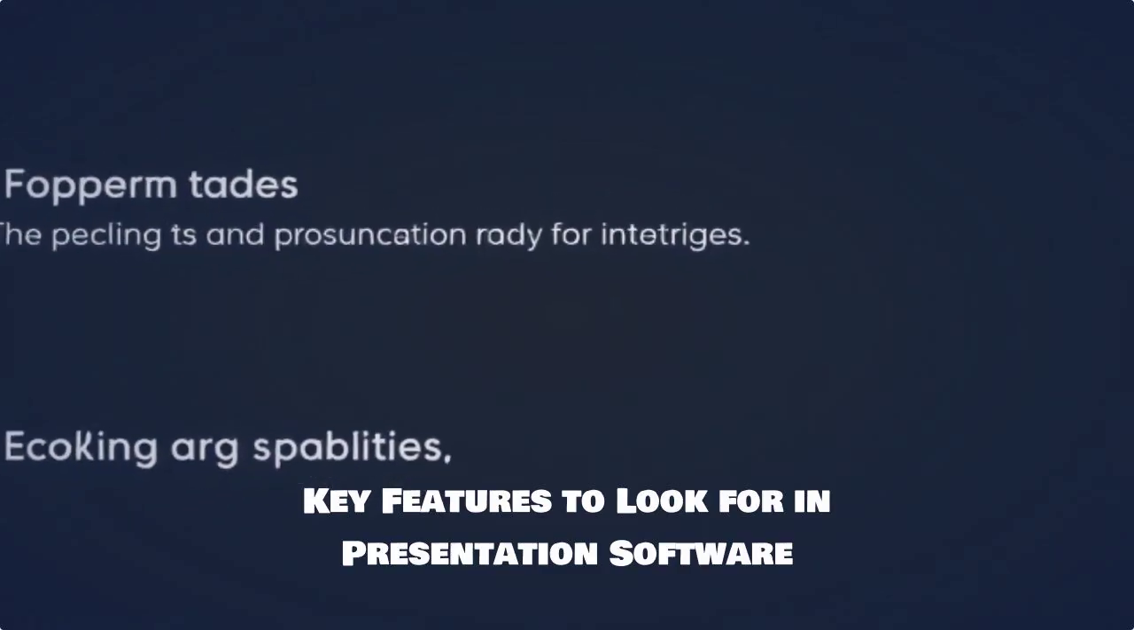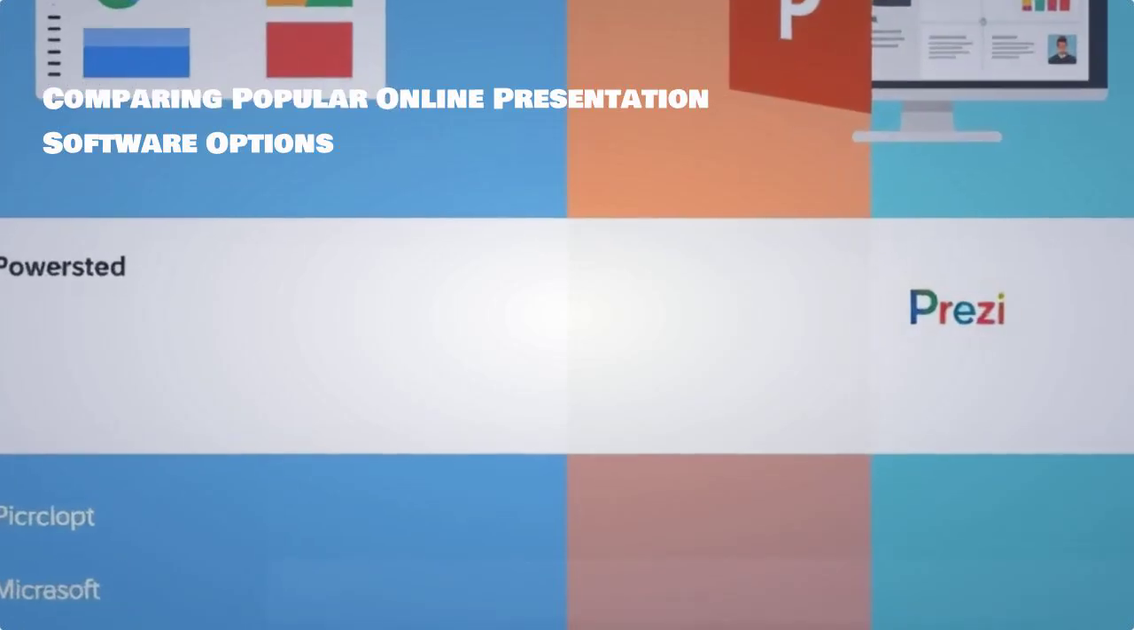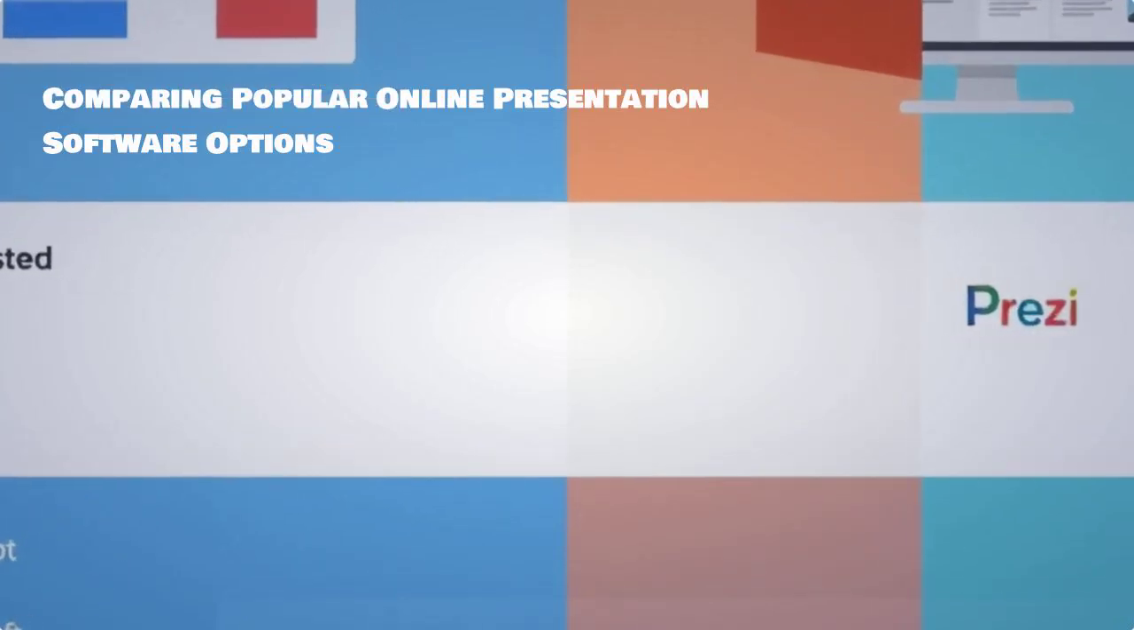When choosing presentation software, look for key features such as user-friendliness, cloud storage options, integration with other applications, and customization capabilities. Let's compare some of the most popular online presentation options available today, including Google Slides, Microsoft PowerPoint, and Prezi. Each offers unique features that cater to different needs.